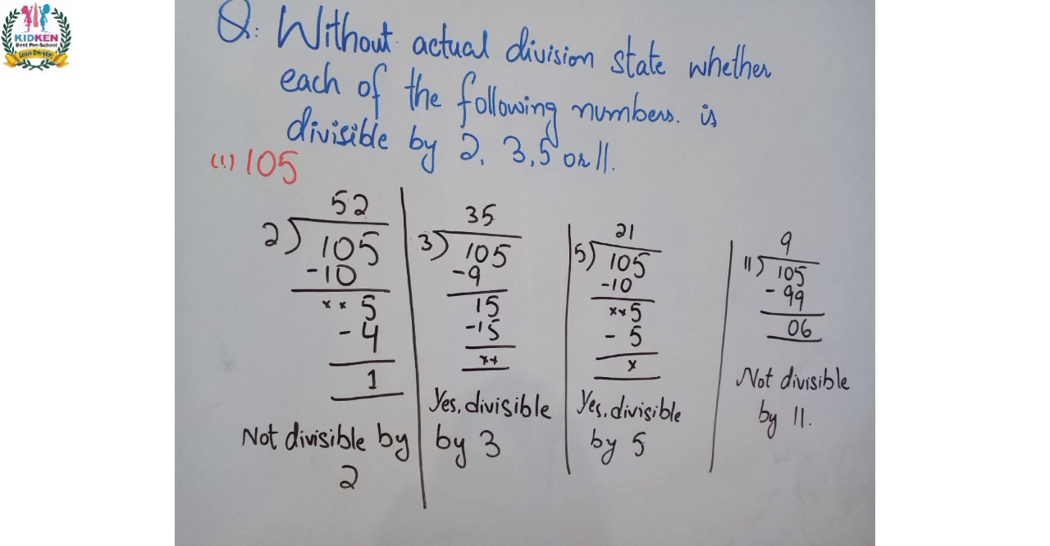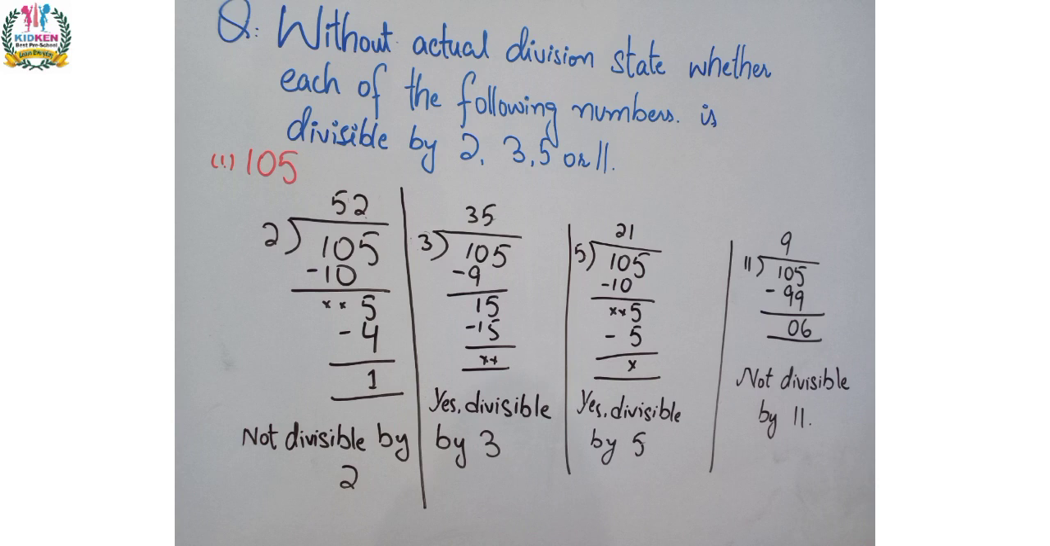Then we can start dividing by 3. So 3 3s are 9 and we have remainder 1. So we can write 5 as the next digit. So 3 5s are 15, and thus 105 is completely divisible by 3. So we can write yes, 105 is completely divisible by 3.